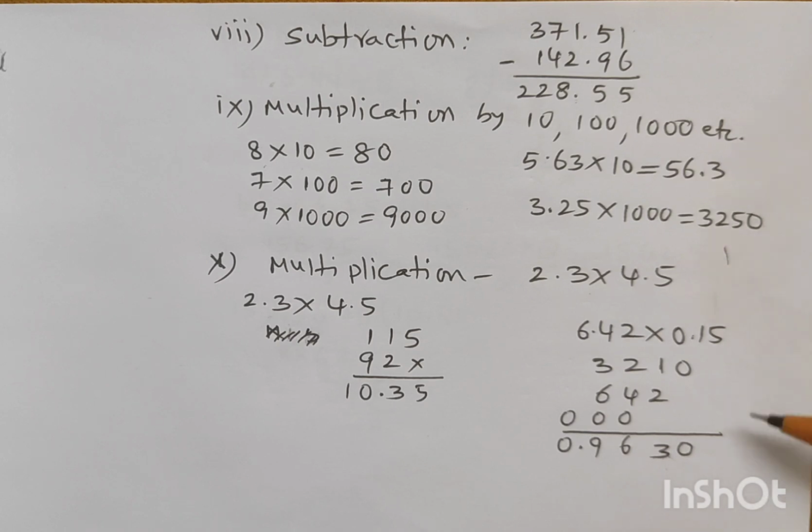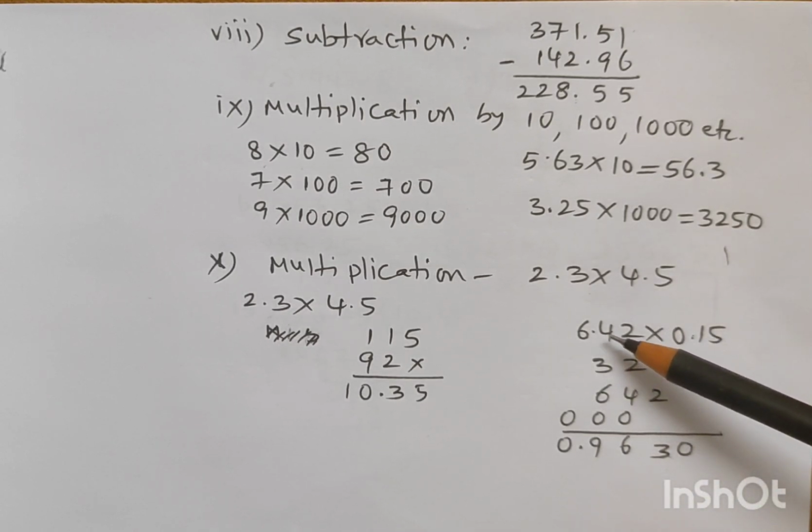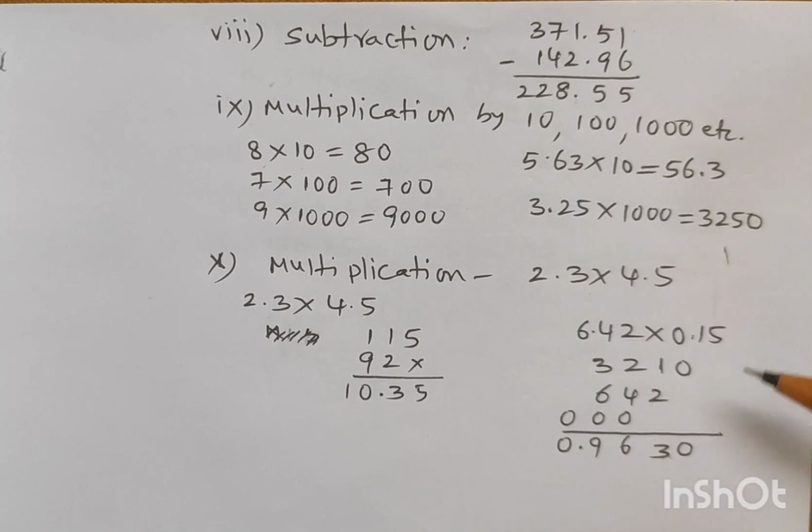Another example here, 6.42 multiplied by 0.15. We multiply them as if there were no decimals and add. Now count the digits after the decimals. 1, 2, 3, 4. So we put the decimal here after 4 digits.